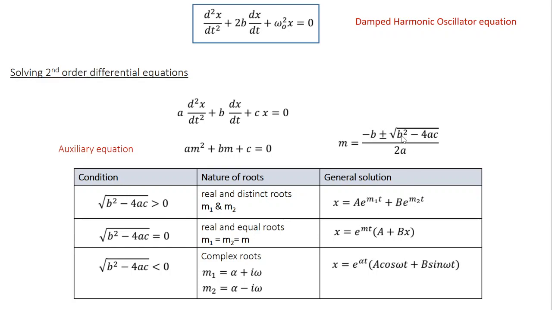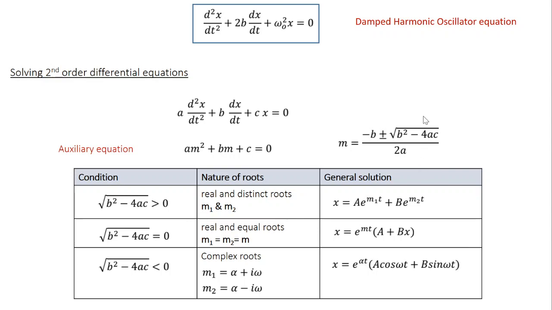Second case, b square minus 4ac equal to 0. In that case, you will find m1 equal to m2 equal to m, and the general solution is e to the power mt times (a plus b into x).